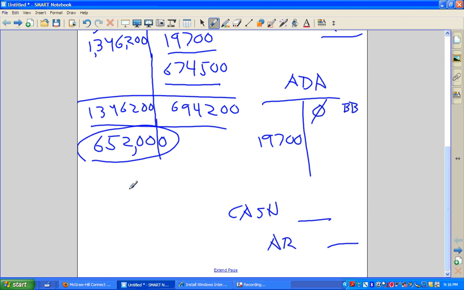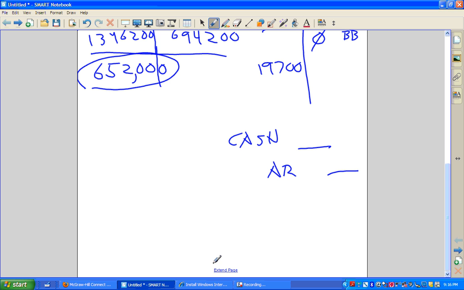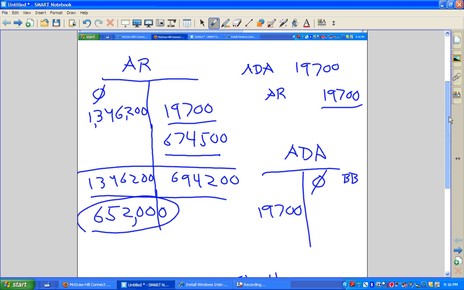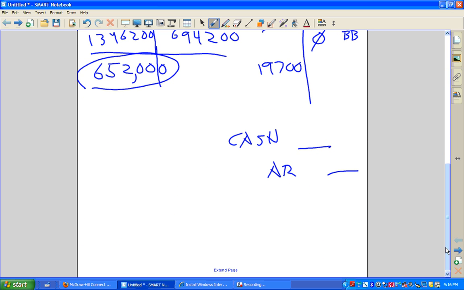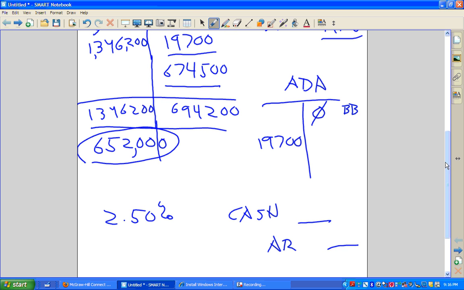And they're saying that I need to make this equal to 2.5%, if you remember up at the top. For my problem, it's 2.5%. What they're saying is that 2.5% of that number is what I need my final balance to be on ADA. And look, I've already got a negative balance, or a debit balance, for what should be a credit balance. So I need to do some multiplication.